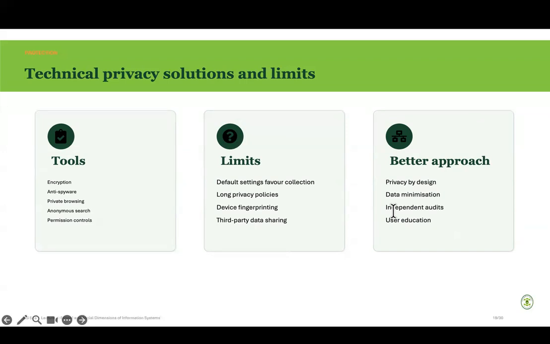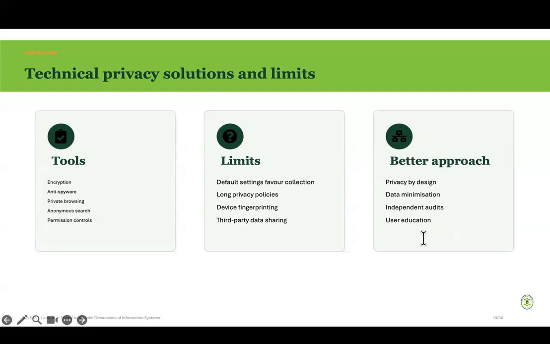But you have to understand that these tools do not solve every problem. Private browsing, for instance, does not make a person invisible to the internet provider. It does not make you invisible to your employer or even the website you are browsing. There are always default settings, and these default settings often favor data collection. And that's why we think you should look at some of these things to limit privacy. Privacy policies are frequently very, very long.